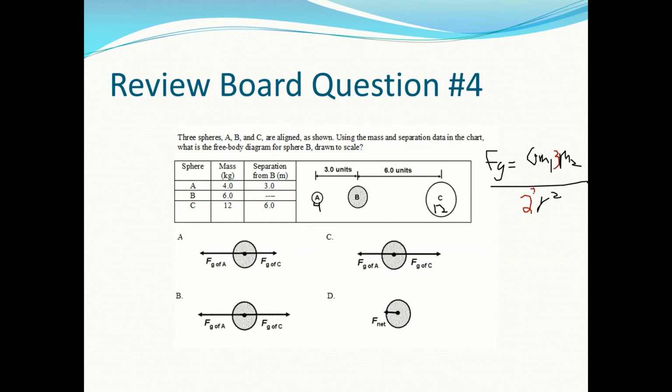But since the distance is squared, we have to square that, right? So 3 on top, 4 on the bottom. So C should have 3/4 the force of gravity. So we should look for arrows where C is 3/4 as big. These look the same. C looks bigger. So it looks like A would be the correct answer.